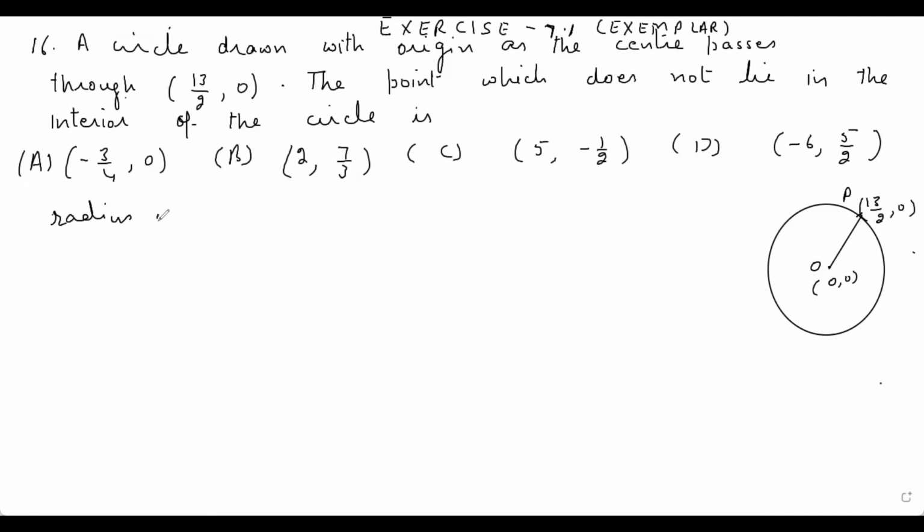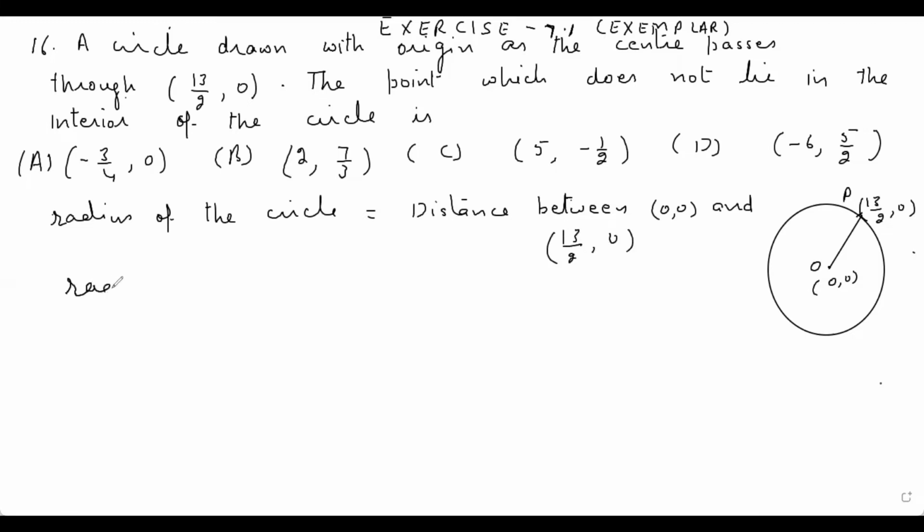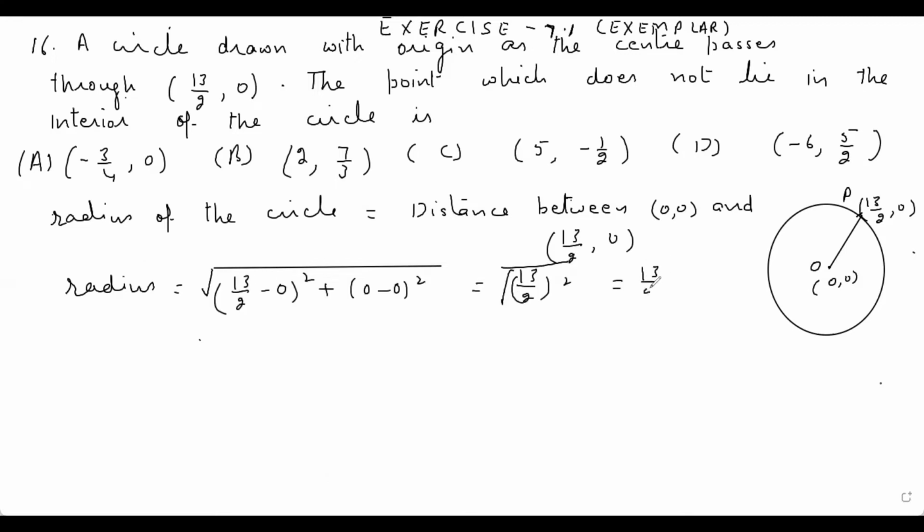So radius of the circle is equal to distance between PO, distance between 0, 0 and 13/2, 0. So radius will come out to be, write distance formula between these 2 points, root of 13/2 whole square, that is equal to 13/2, that is equal to 6.5. Now our question is, from all these points, which point doesn't lie in the interior of the circle?